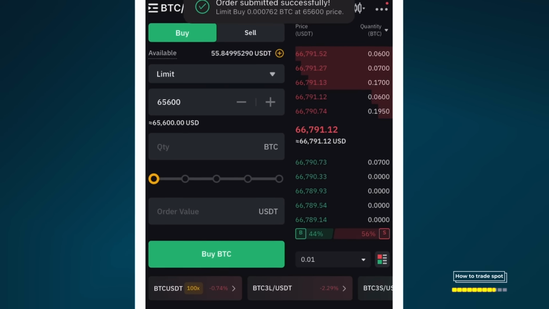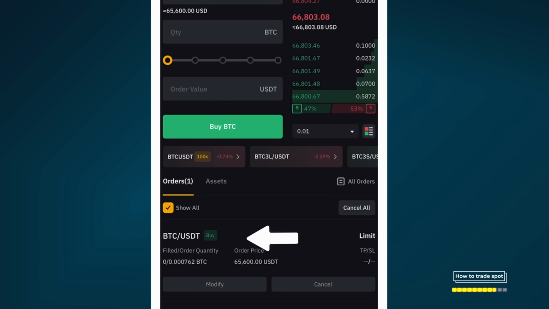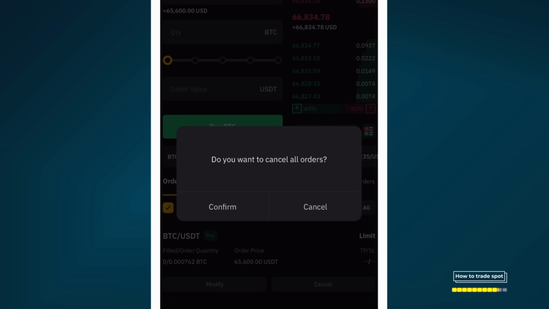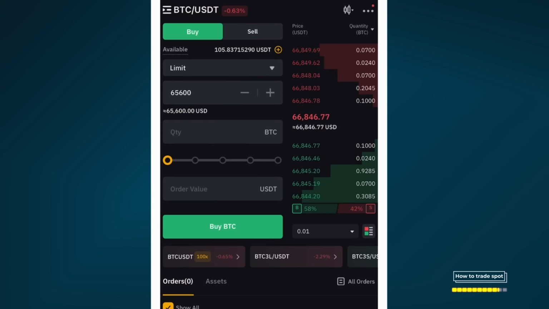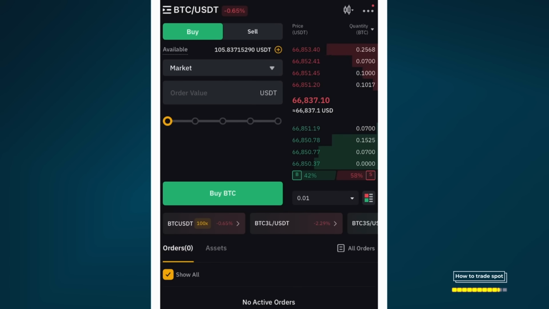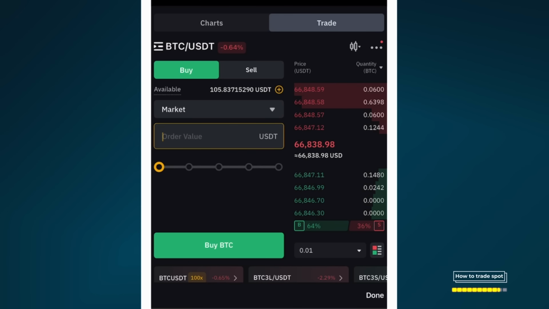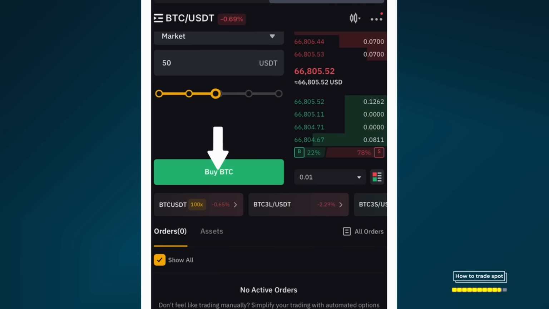So what happens is that you can see my order now. My order is placed, but I have not bought. I can choose to cancel it if I want to cancel it. When Bitcoin gets to 65,600, my order will be filled. If I'm not interested in this trade anymore, I can just click on cancel and it will be cancelled. Okay, now market order, I can choose to click on it and buy Bitcoin immediately, say $50 worth of Bitcoin, right? And I click on buy.